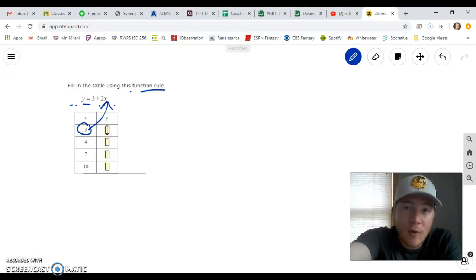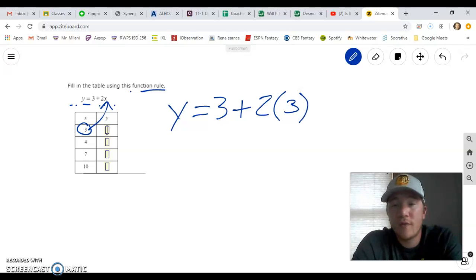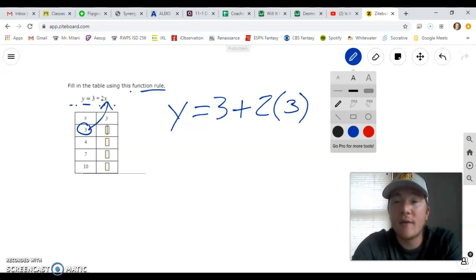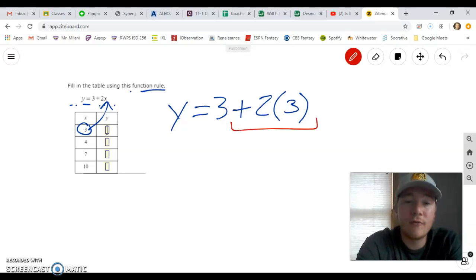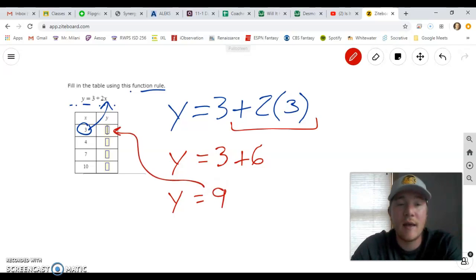So what we're looking at right now, you're going to take the 3 and plug it in for x. So instead of y equals 3 plus 2x, you're going to have y equals 3 plus 2 times 3. And then this is just order of operations. That's all this is once you have that variable plugged in. So I've got to multiply my positive 2 and my 3 first. So then I'm looking at y equals 3 plus 6. And then 3 plus 6 is going to be 9. On Alex, then, you're going to type 9 into that box.